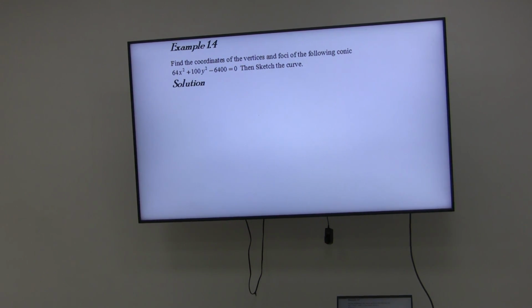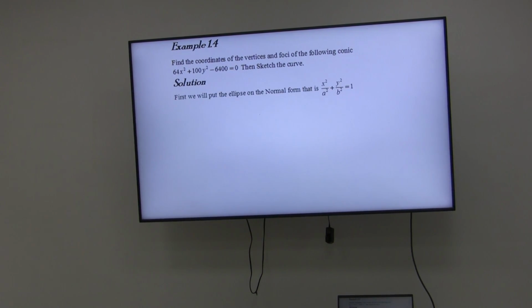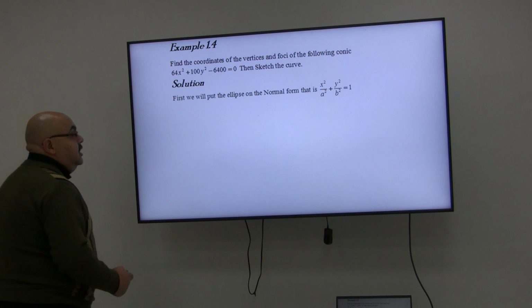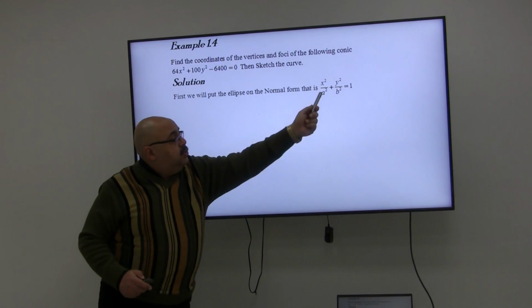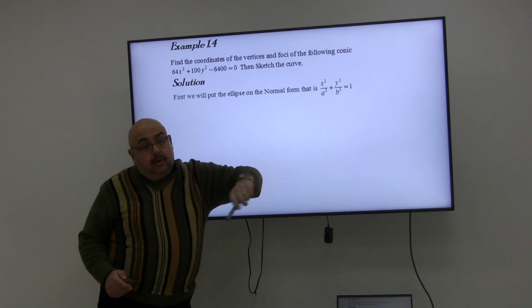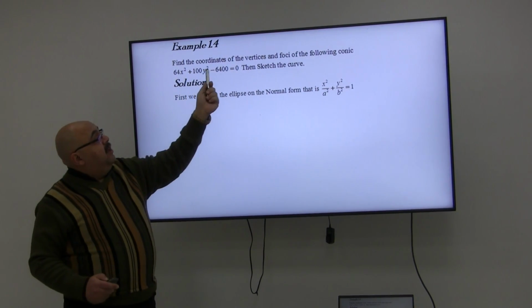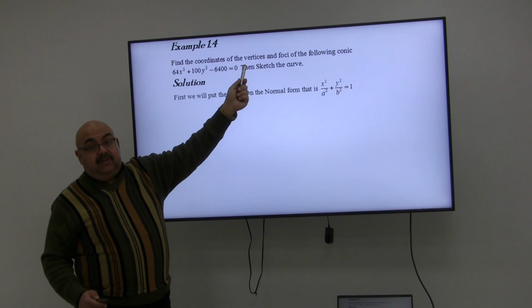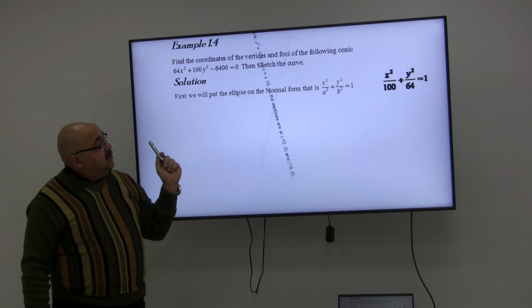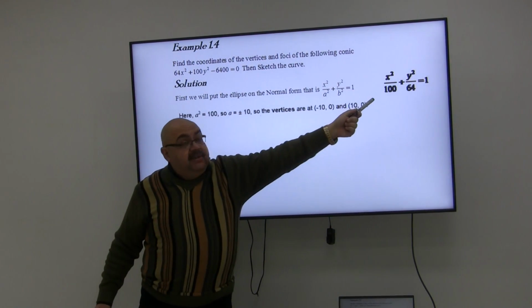Yes, it's very, very simple. Okay, very good. I will put it in the shape x squared over a squared plus y squared over b squared equal 1. So all I have to do is move 6400 to the other side, then divide by it. This is going to be the shape of the equation.